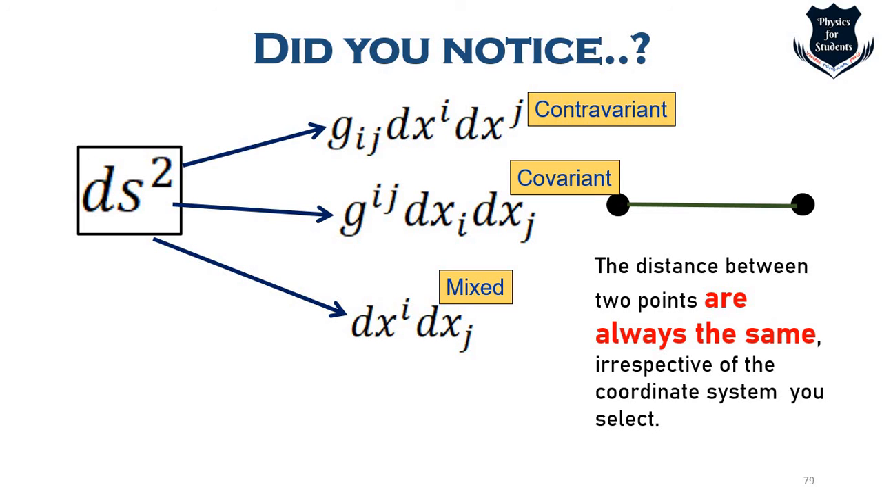So we are finally coming to the conclusion. Whatever components we are using, mind you, contra, co, or mixed, you cannot say that you don't know. You have seen how contra and co behave in Euclidean and non-Euclidean spaces. The distance between the points is always the same, whatever coordinates you are selecting.